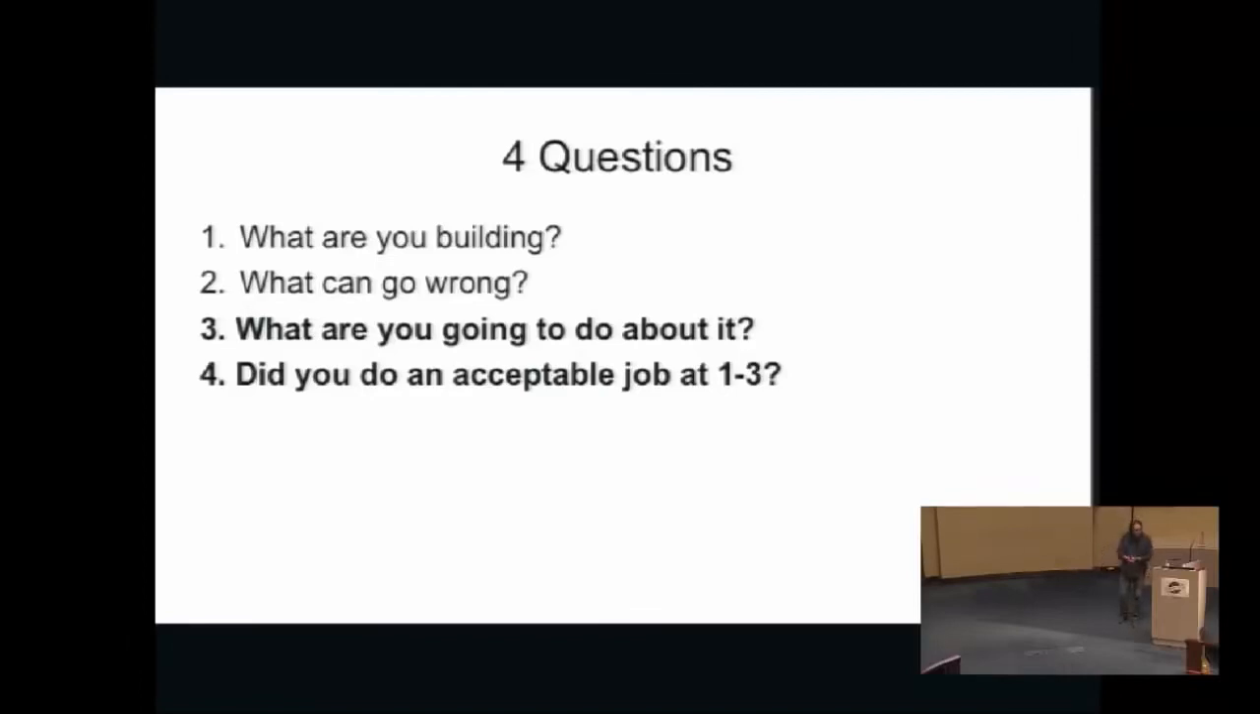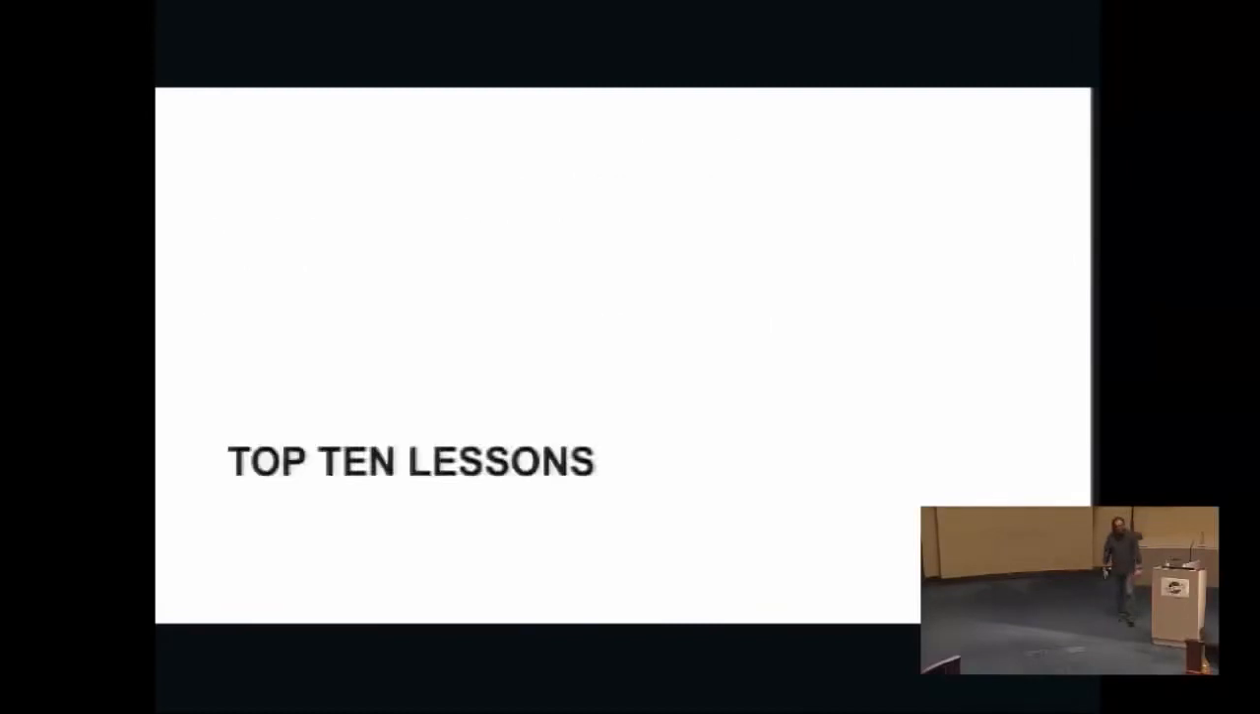So questions 3 and 4, what are you going to do about it, and did you do a good job? Frankly, I don't have great Star Wars examples for those. What are you going to do about it? The right thing to do is file bugs, track what it is you learned, and go deal with it in the same way you deal with any other issue in the systems you're building. And did you do a good job? Do some QA, look through what you've done.